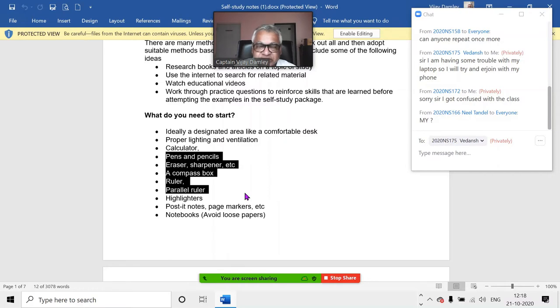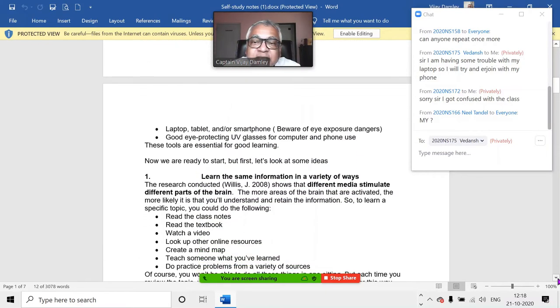A ruler is a must. The compass box will have a 15 centimeter ruler. Normally that works, but you should also own a normal full ruler, 30 centimeters. Parallel ruler: that you will get with time passing, they will tell you about the parallel ruler and everything. Highlighters and all, whatever you need to highlight information, that will come later on. But make sure that your compass box and everything is always in good condition, because people have struggled and you are not allowed to borrow anything during exams.